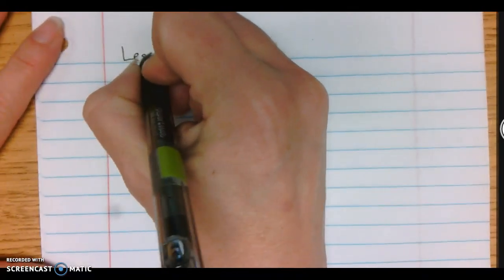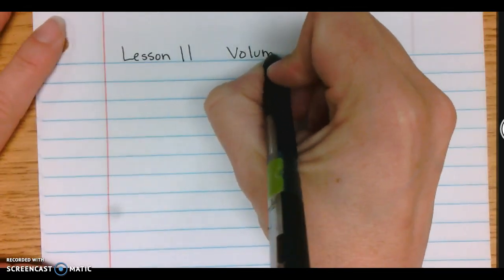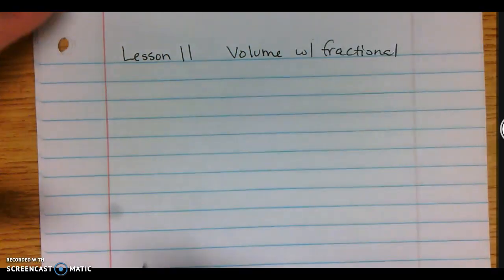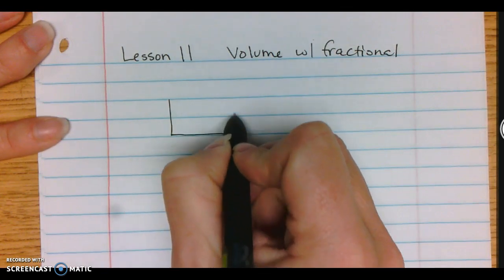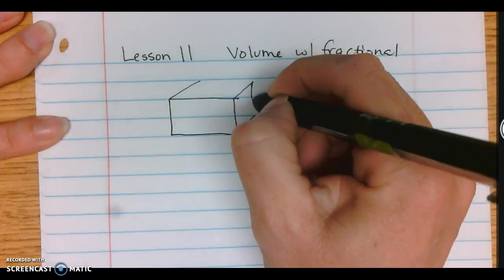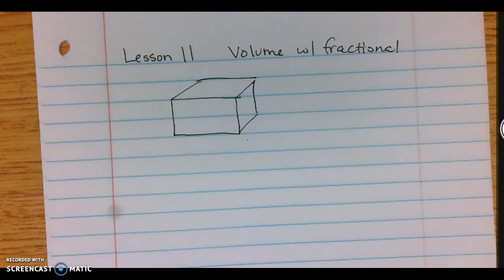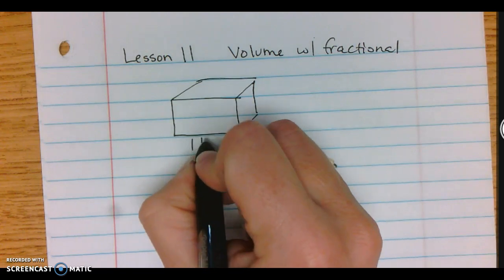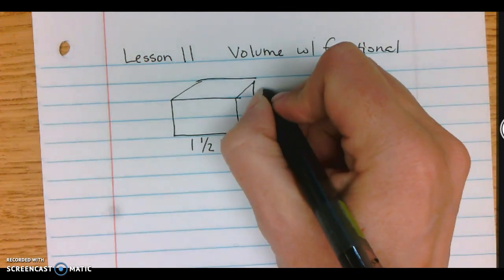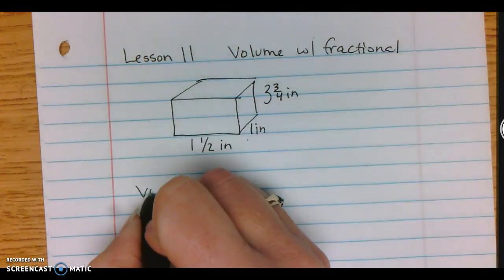Today we are going to be talking about lesson 11 from Eureka Module 5, which is talking about volume with fractional sides. When we have a rectangular prism, such as this, which is a 3D shape, and we want to find the volume of that shape, and the length is 1.5 inches, the width is 1 inch, and the height is 3 3/4 inches, and we want to find the volume.